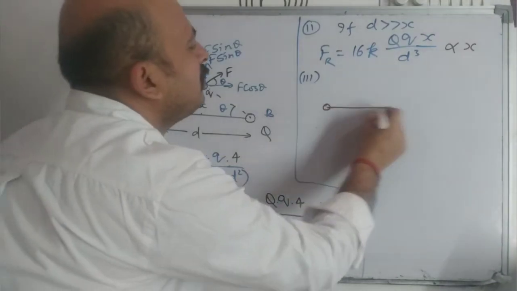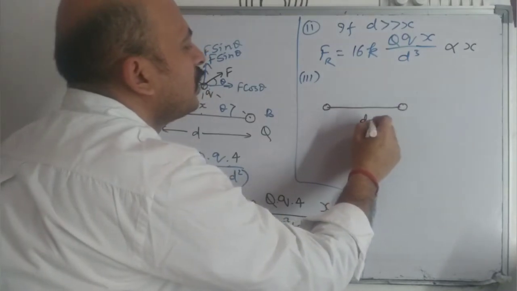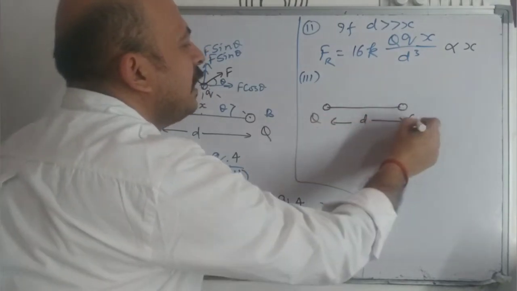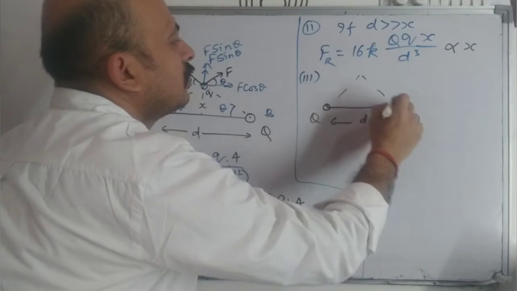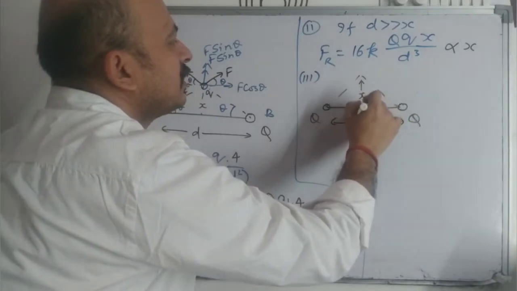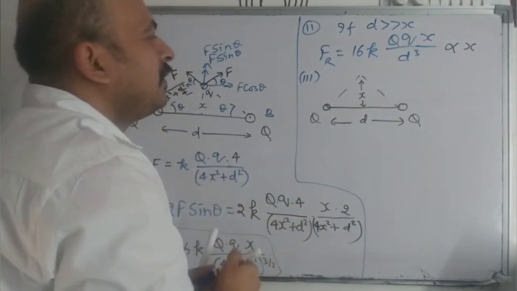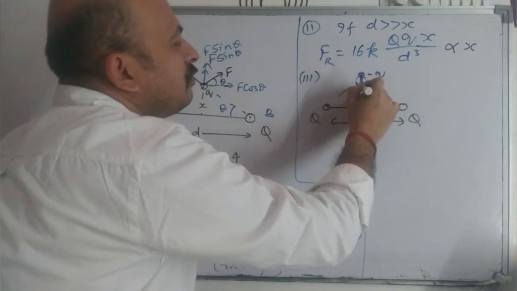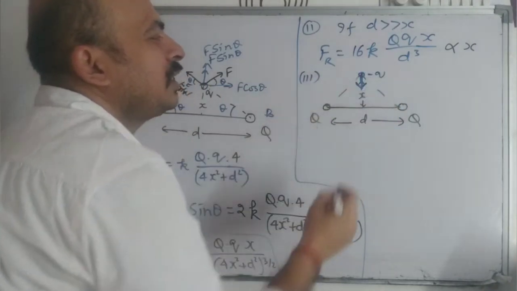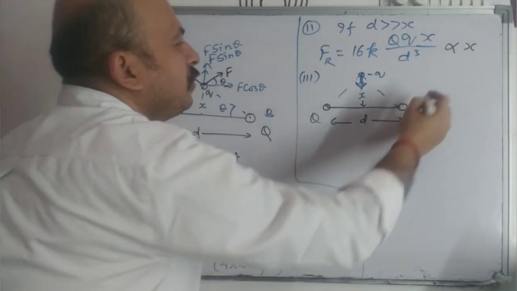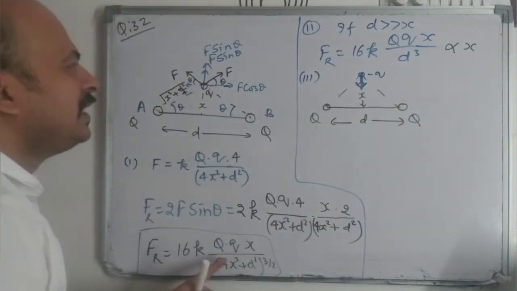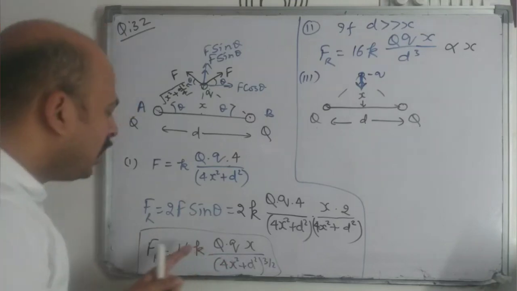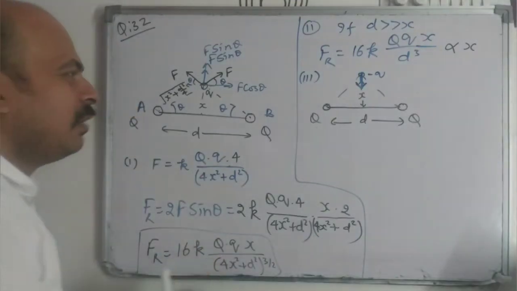Now your diagram will be like this. D, charges capital Q, this is x, and the charge, if it is negative, then the force is acting vertically downward, opposite to the displacement. What will be the force? The force will be exactly equal to the same, but the direction will be just opposite.